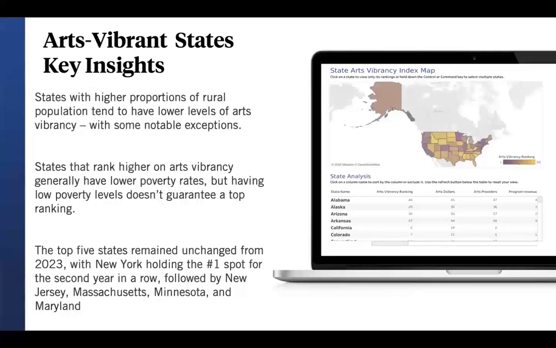Now, this year, we also released the state rankings for art vibrancy. States have dramatically different contexts and cultures, and we were curious about how arts vibrancy may correlate with other contextual variables at the state level. We've explored a broad range of possibilities and found some interesting relationships: states with higher proportions of rural populations tend to have lower levels of arts vibrancy, with some notable exceptions. States ranked higher on arts vibrancy generally had a lower poverty rate, but having lower levels of poverty didn't guarantee top arts vibrancy rankings.